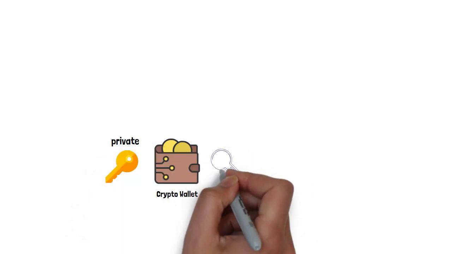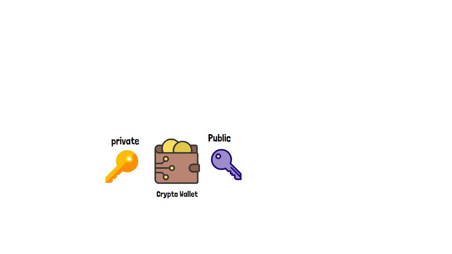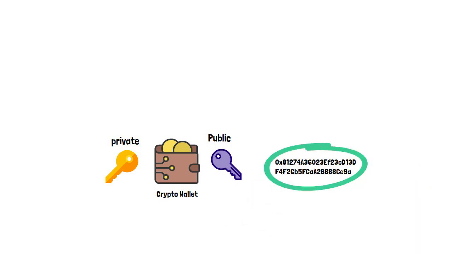Every cryptocurrency holder has a crypto wallet, and each crypto wallet has one private and one public key. Public key is like your bank account number. You can share it with other people or institutions so they can send money to you. Your public key is referred to as your wallet address, and this is, by the way, my personal wallet address.